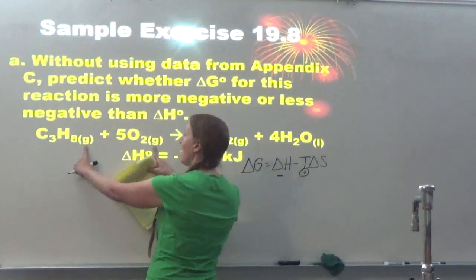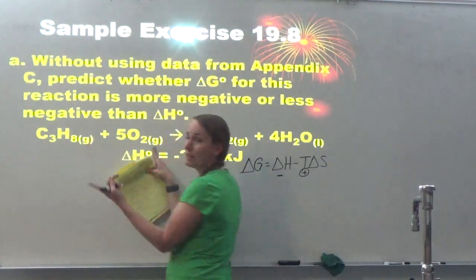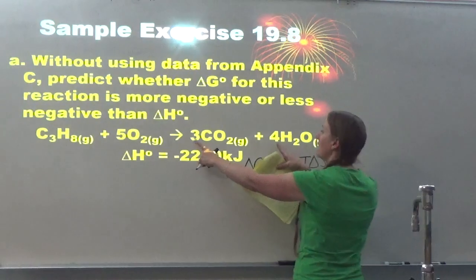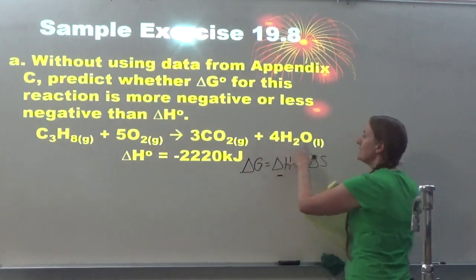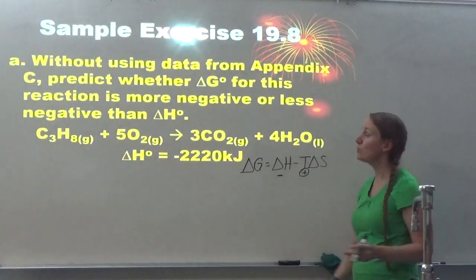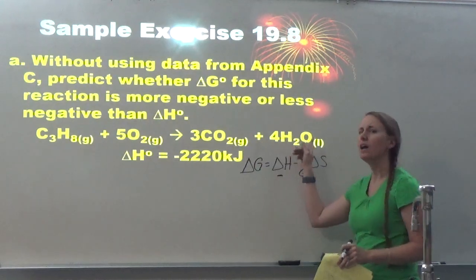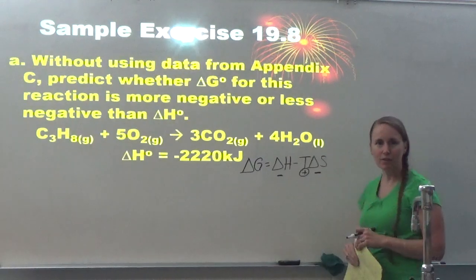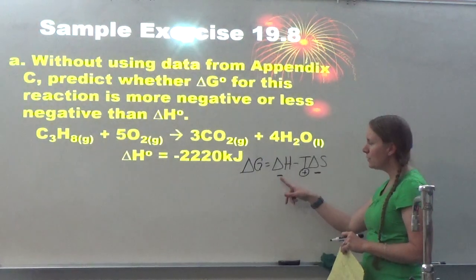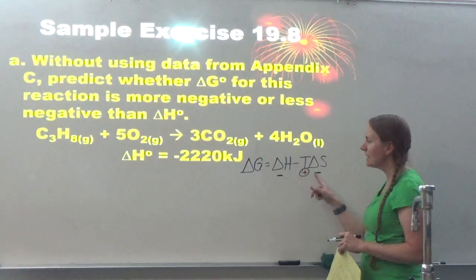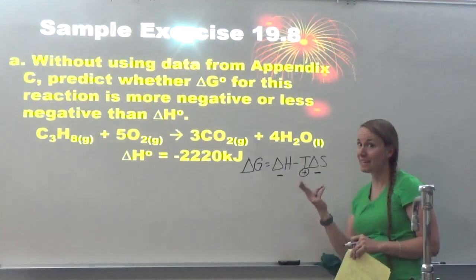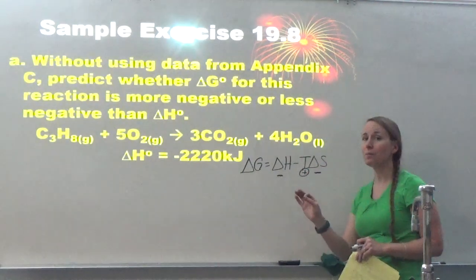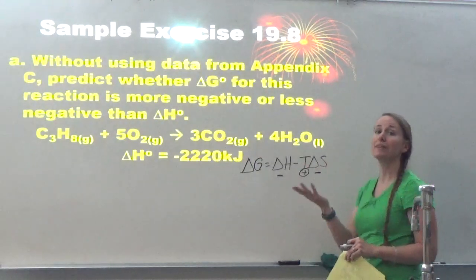Well, on this side, I have 6 moles of gases. On this side, I have 3 moles of gases and 4 moles of liquids. So even though I have 7 moles, a bunch of them are liquids. So that means my delta S is going to be negative. So I'm taking a negative number and subtracting a negative, which really means I'm adding. So if you have a negative number and you add to it, it's going to become less negative.